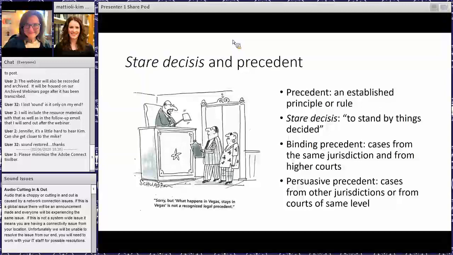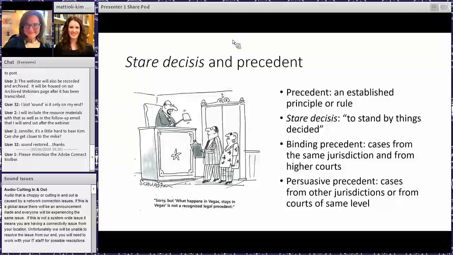So the other type of precedent is persuasive precedent. And that can be cases from other jurisdictions or from courts of the same level. This happens all the time, that courts hearing an issue for the first time will look to see how other courts have decided the same issue. While the cases they're looking to are not binding, they can still be very helpful because I don't think most judges want to create wildly different laws from jurisdiction to jurisdiction. So they can use persuasive precedent to help them figure out what they should do.